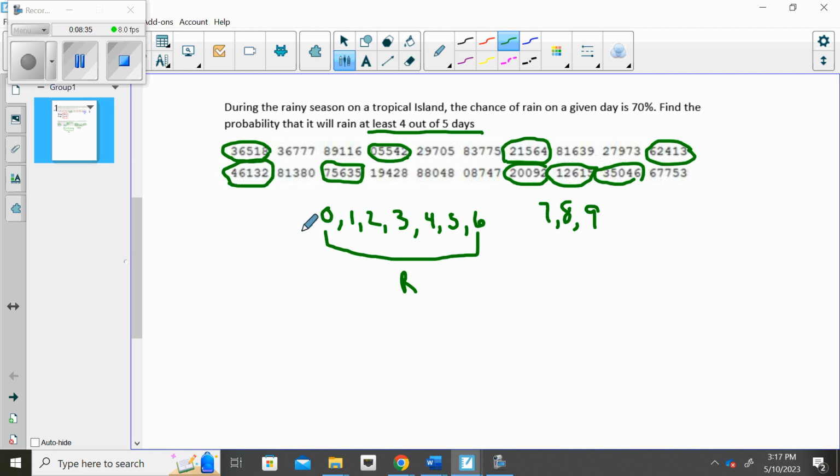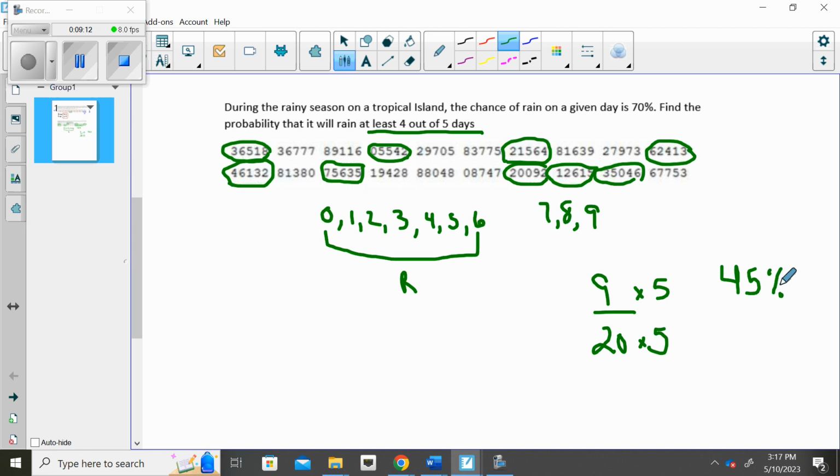So again, there were 20 here. So 1, 2, 3, 4, 5, 6, 7, 8, 9. So 9 out of 20. And when I want to change that to a percent, I can use my calculator and divide, or I could leave it as 9 over 20. That's a probability. Or if I wanted to change it to a percent, I can scale up by 5, right? And so you've got a 45% chance that it will rain at least 4 out of 5 days, right?